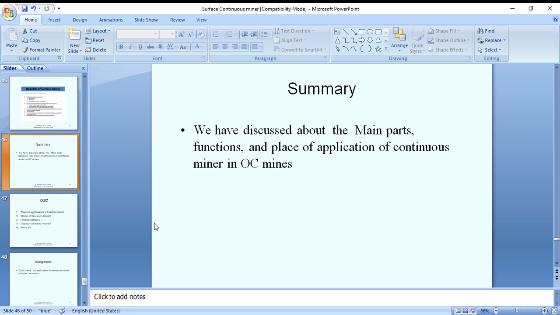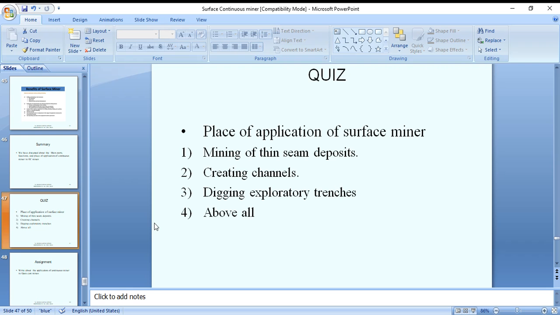I am giving one quiz question also here for the purpose of practice. The place of application of surface miner is mining of thin seam deposit, creating channels, digging exploratory trenches, and all of the above. This type of question can come in your GATE and other competitive examinations.